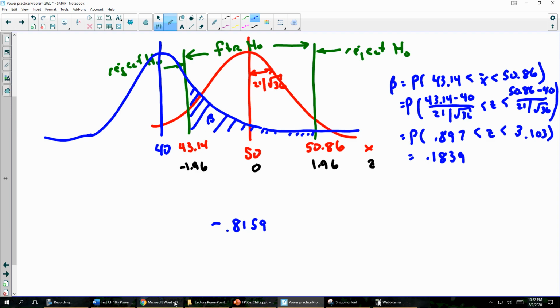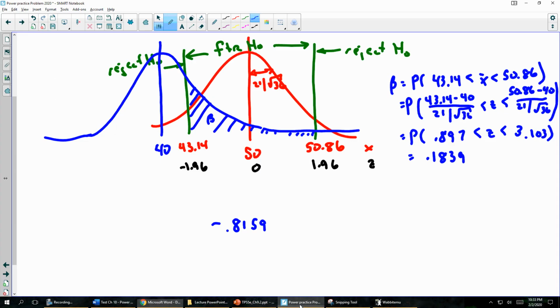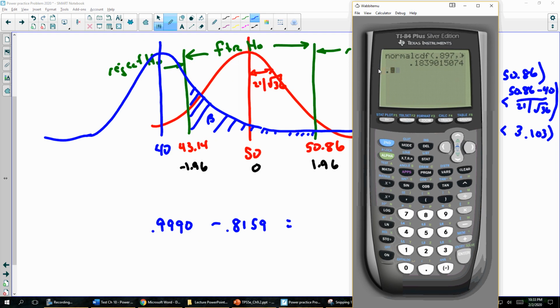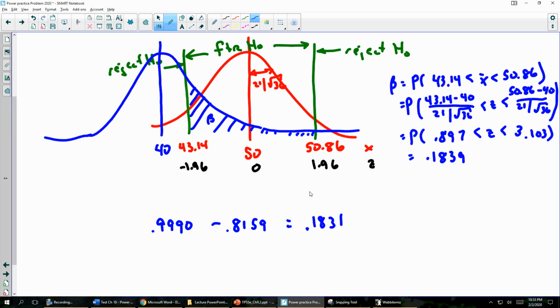So again on my chart, 3.10 is right here, 0.9990. When I subtract those two numbers, 0.1831, essentially the same thing. Like I said, there's a little round-off error because the chart's not as precise and I've been a little lazy perhaps with some digits in my work, but essentially the same thing. In fact, I would say that's about 18%. The probability of a type 2 error is 18%.